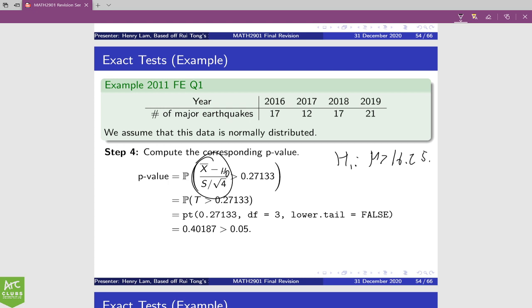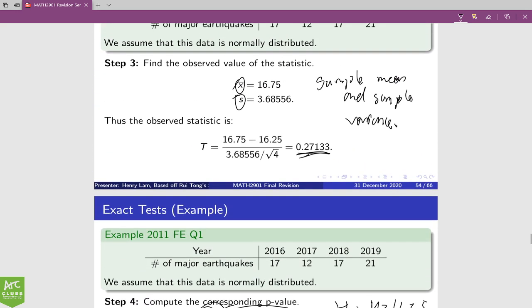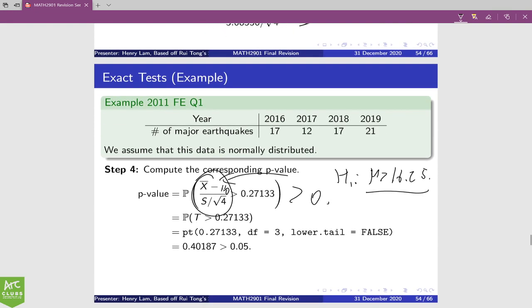So if you are testing the fact that the true mean is actually bigger than 16.25, you would suspect this thing to be positive. But you can only reject that if it's massively positive, and massively depends on the context. In this case, it's dependent on the fact that it's a T3 distribution. As you can see here, T3. So that's why we do a greater than this observed value.